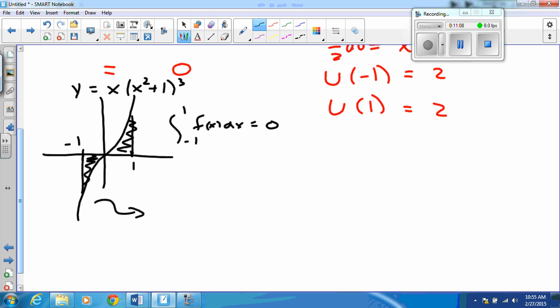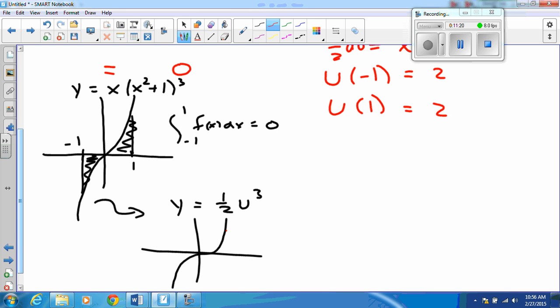When I pulled off the substitution, that substitution took my region and it transformed it into a new region, 1/2 of u cubed, with a graph like this, whose area was the same. And that area was 0.